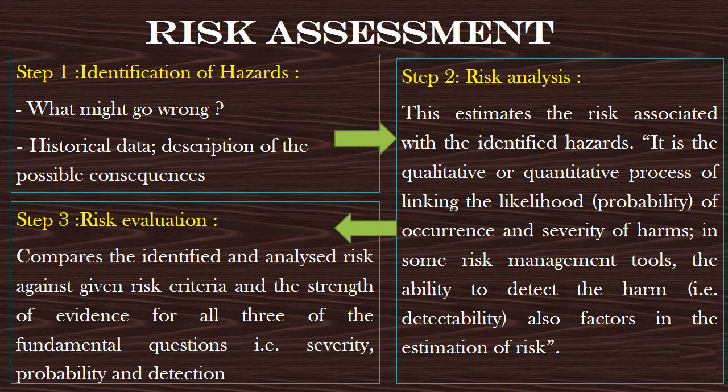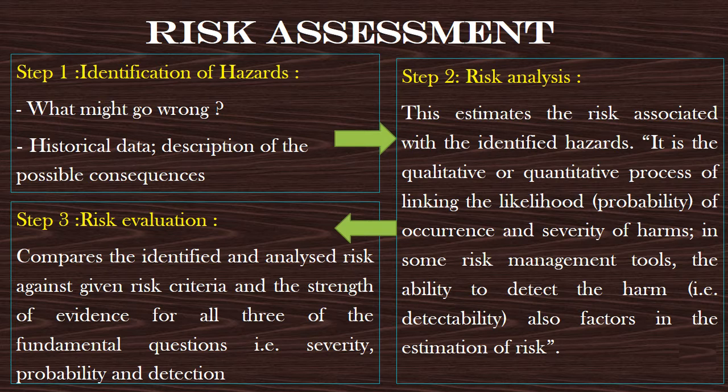A risk assessment can be broadly divided into three main steps. Step 1, identification of hazard. Step 2, risk analysis. And step 3, risk evaluation. In identification of hazards, that is step 1, we evaluate what might go wrong. Here we try to identify what worst thing may happen with the proposed change. Here historical data and description of the possible consequences are taken into consideration.